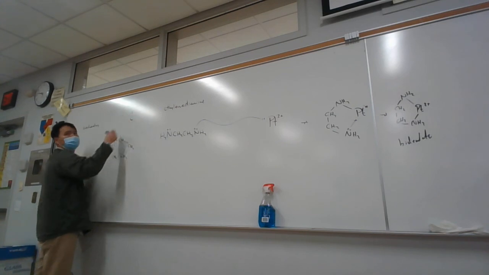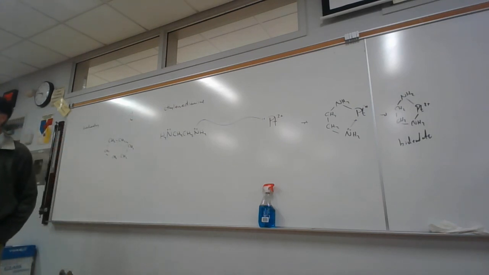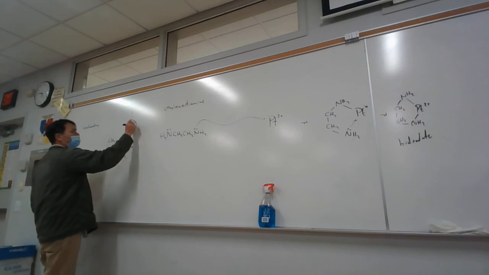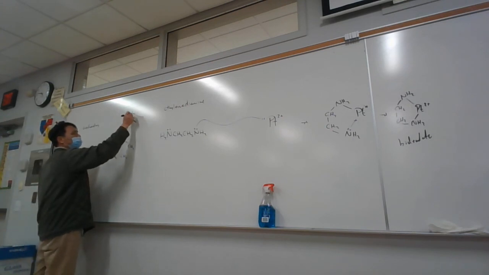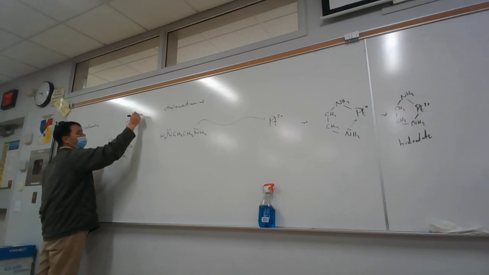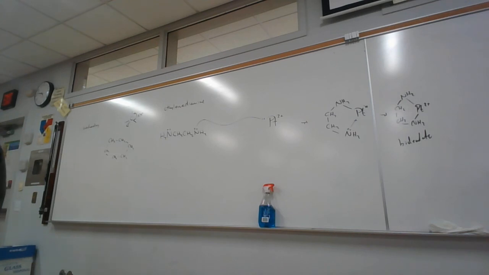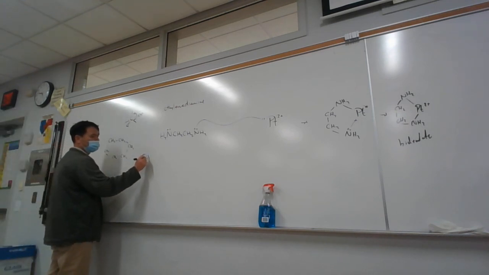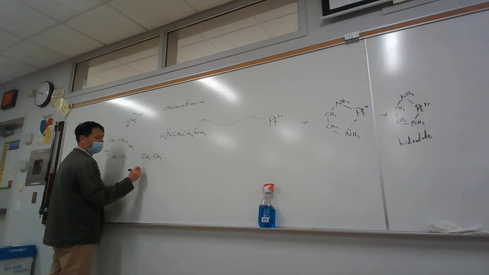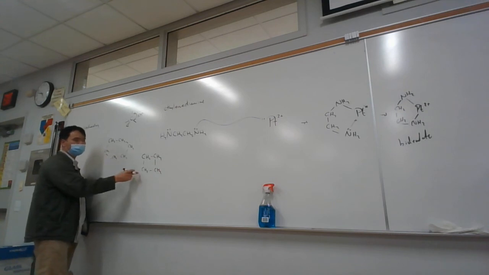sp3 carbons are what geometry? Shape. Tetrahedral. And what's the bond angle for tetrahedral? 109. Or 109.5 or 109.47, depending on how many sig figs you want. But 109, most people say. So if we had a ring like this, CH2, CH2, CH2, CH2. This one is cyclohexane. This one's called cyclobutane.